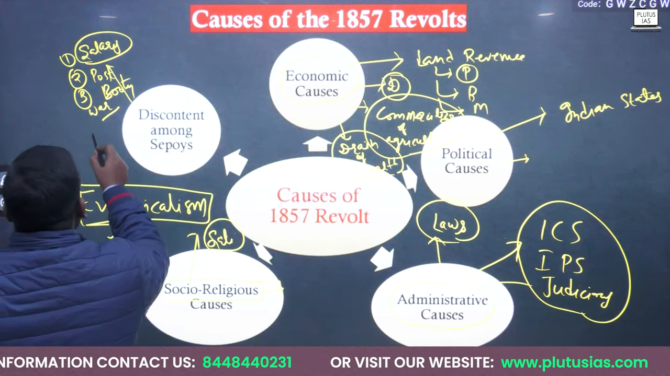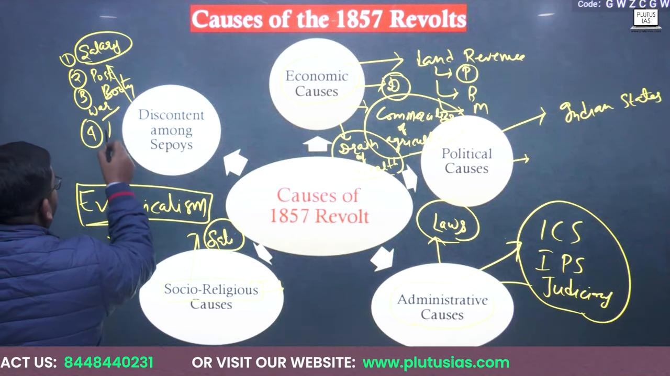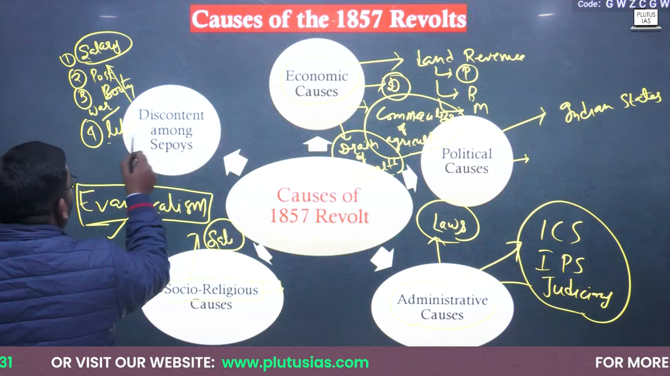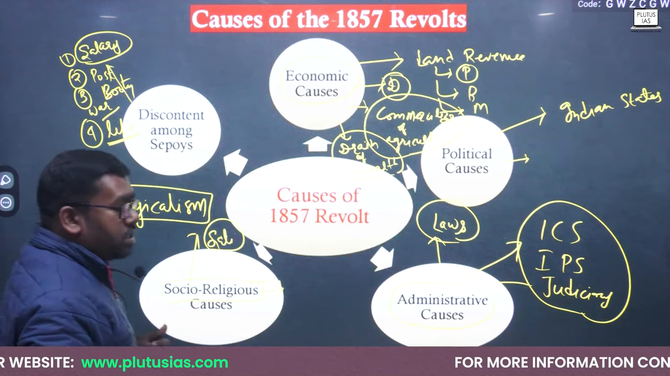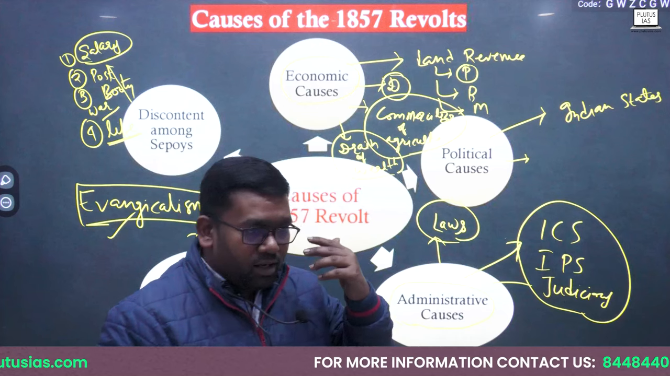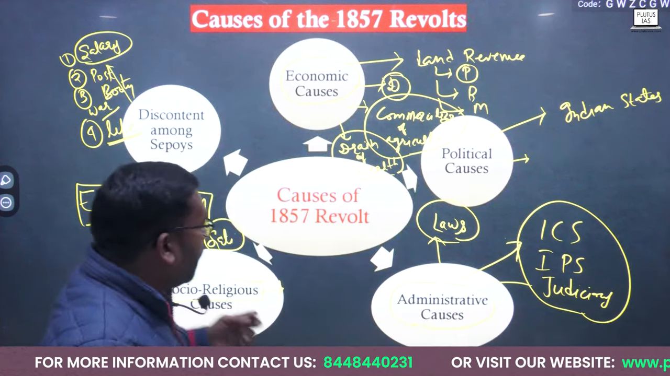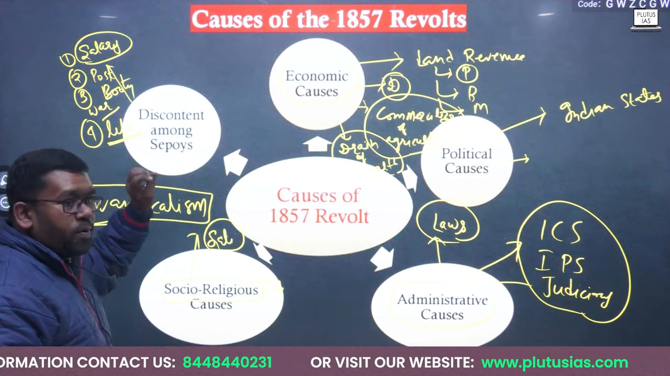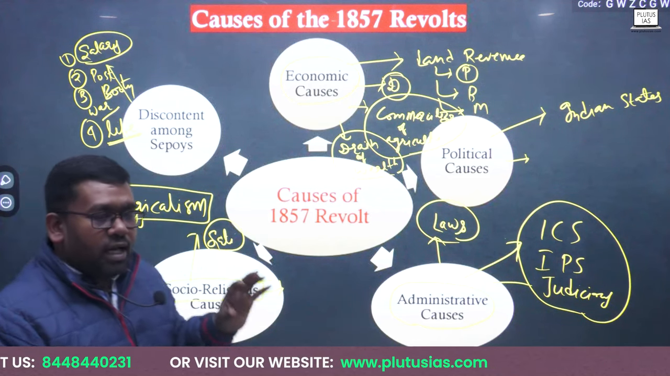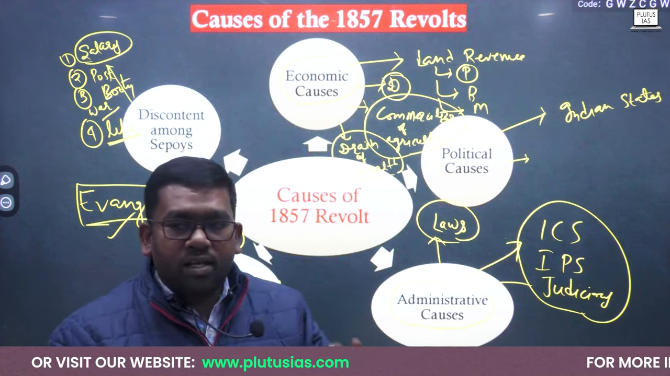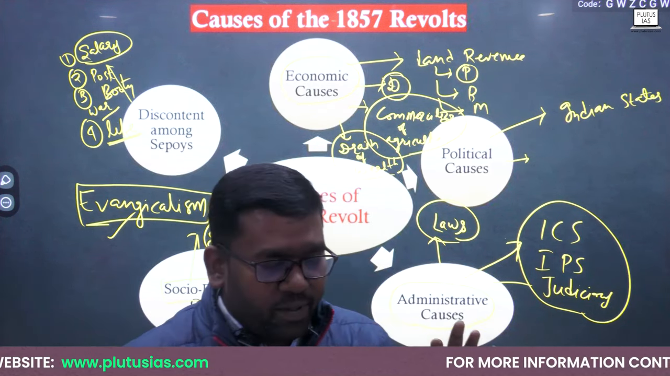Then their lifestyle and conditions were not good. Like the Sikhs, who were earlier allowed to keep their hair, were asked to cut it. They were not given proper food. So these are the activities through which we can say that sepoys were not happy with the British power.